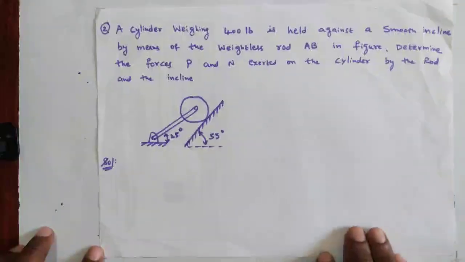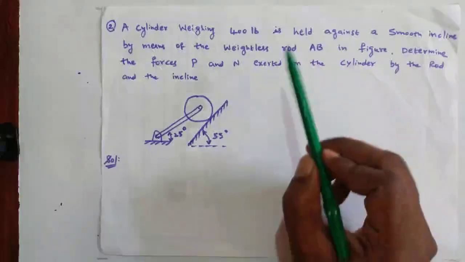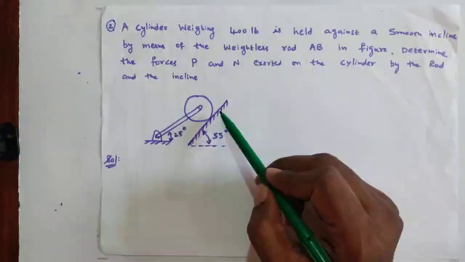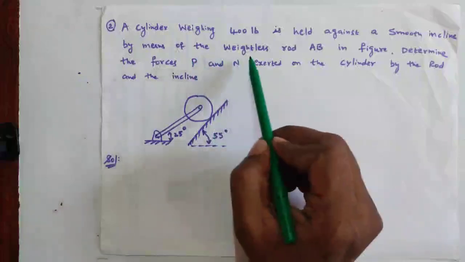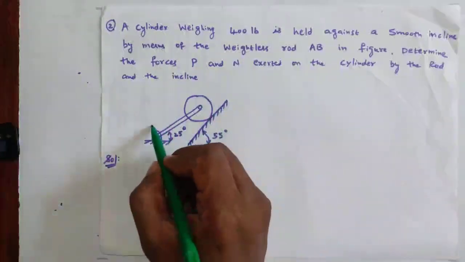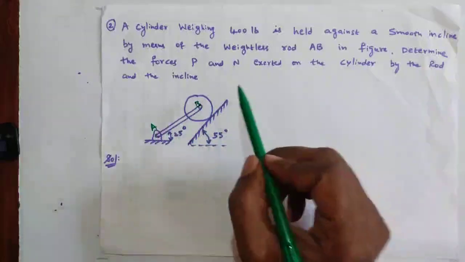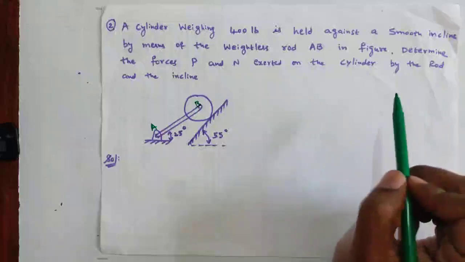This is problem number 2. This is also similar. By using this force polygon I am going to solve this. A cylinder weighing 400 pounds is held against a smooth inclined surface by means of the weightless rod AB. This is AB. Determine the forces P and N exerted on the cylinder by the rod and the incline.